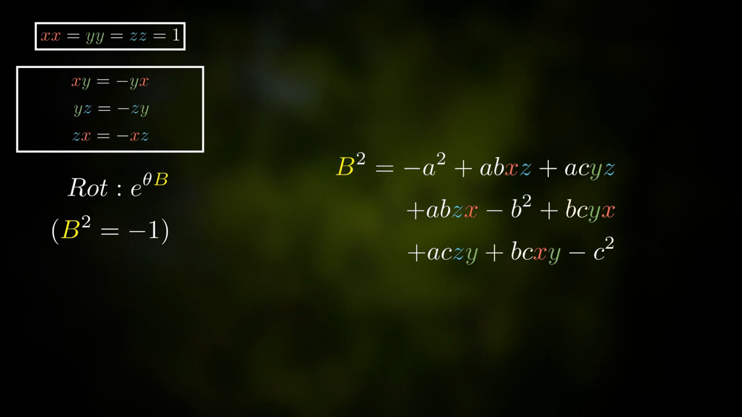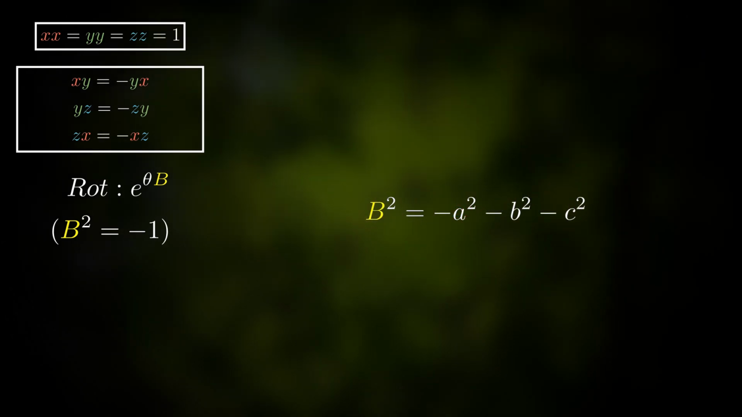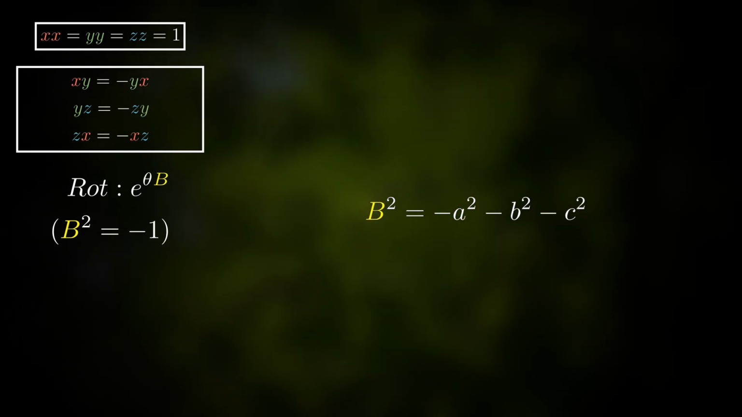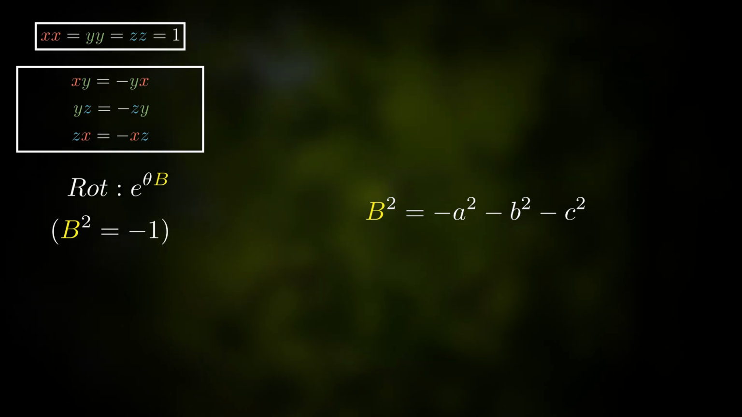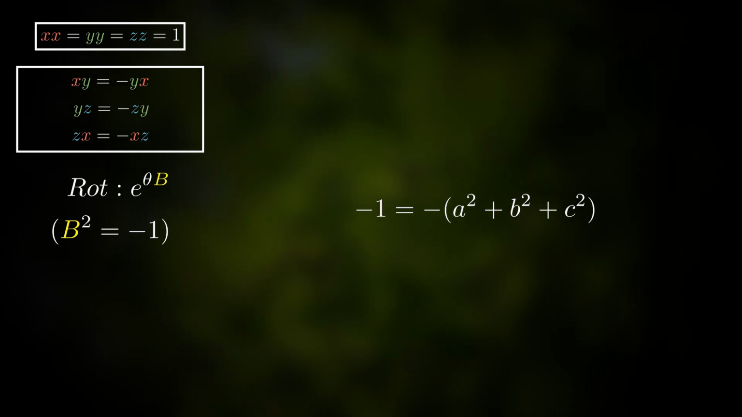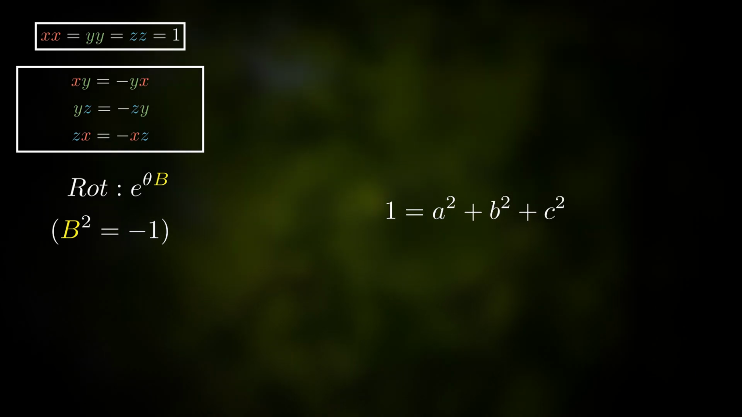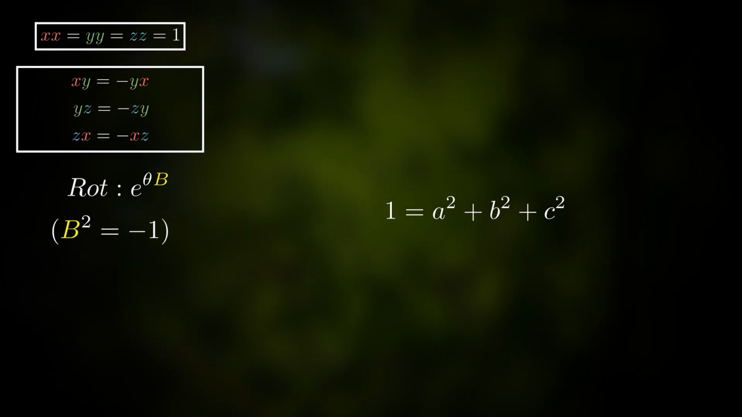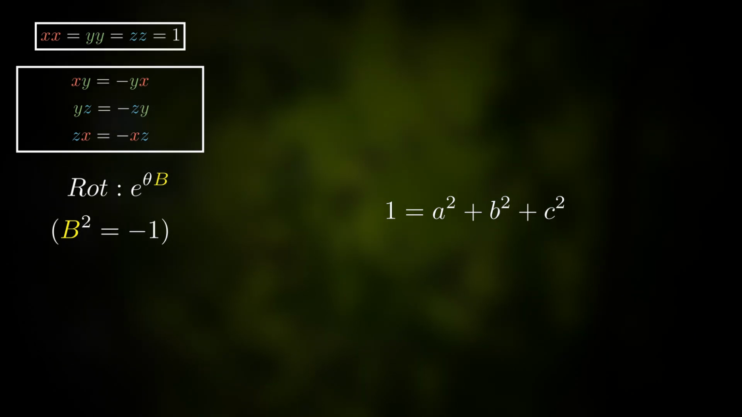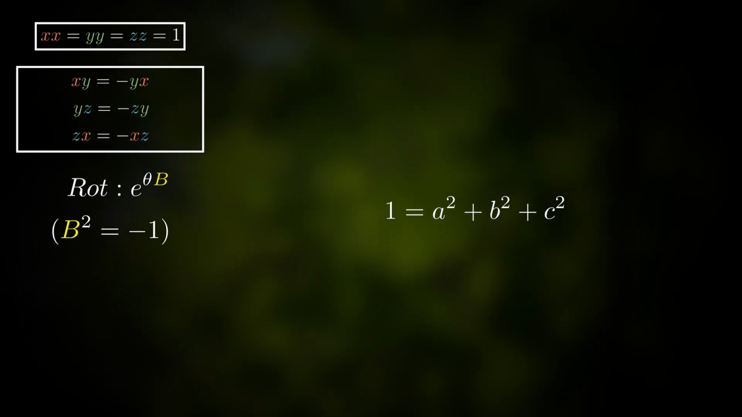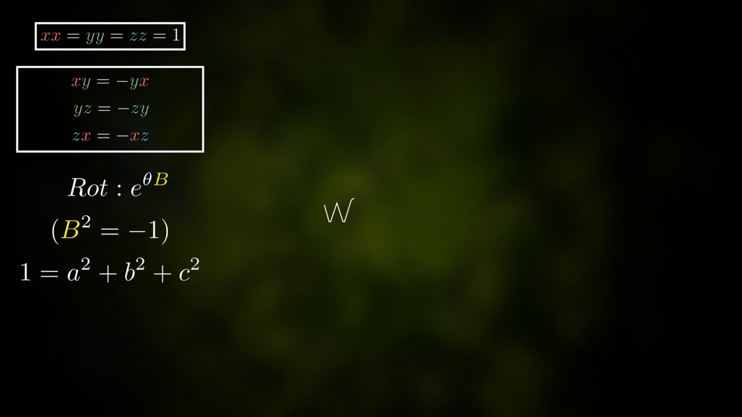So what we're left with is minus a squared minus b squared minus c squared equals b squared, which is equal to negative 1. That means a squared plus b squared plus c squared equals 1. That's the condition for b spelled out if we write b as a combination of our three unit planes with coefficients a, b, and c. And with that, we are done.